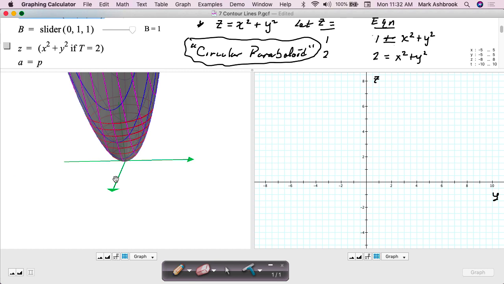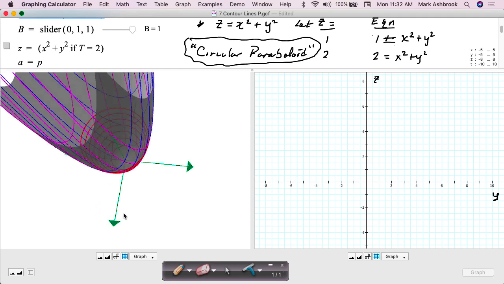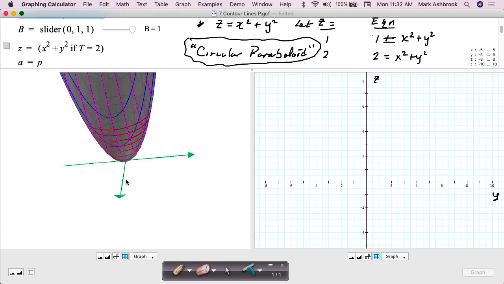Okay, so let's talk about paraboloids in terms of the equations. There's basically three variations. So this one, how does it open? What's its orientation? It opens in the positive z direction, right? So one alteration we can make is the direction in which it opens.